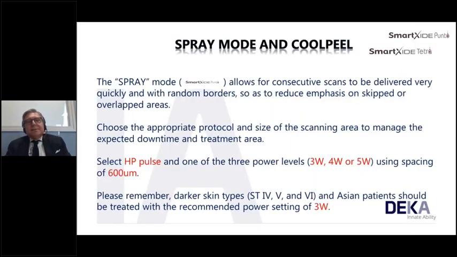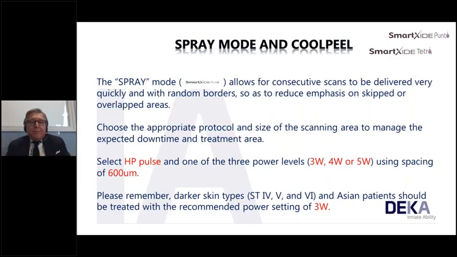There is a very innovative procedure that is called cool peel. The cool peel can be done with the spray mode, especially with the spray mode that we have in SmartXide Punto and Tetra, that allows for consecutive scans to be delivered very quickly and with random borders, so as to reduce emphasis on skipped or overlapped areas, so we can avoid demarcation lines. So it's a great technical advantage of this platform.